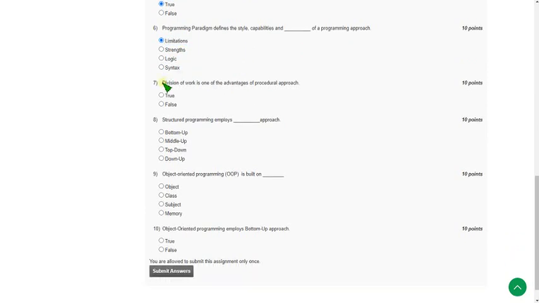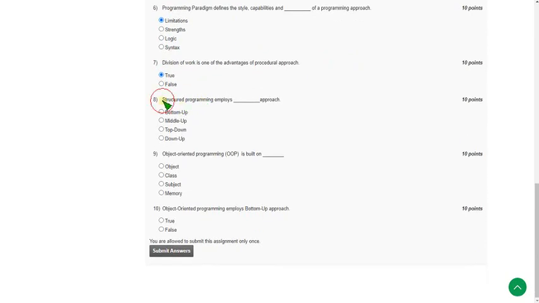For the seventh question, division of work is one of the advantages of the procedural approach. So the answer is true again, that is the first option. And moving on to the eighth one, structured programming employs dash approach. So for the eighth question, the answer is the third option, that is top-down approach.